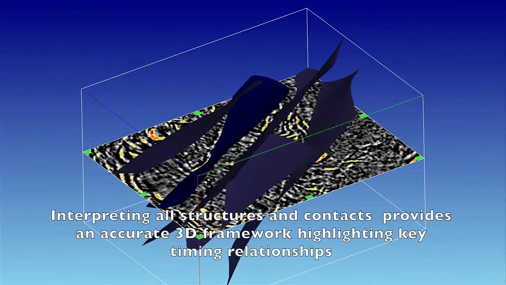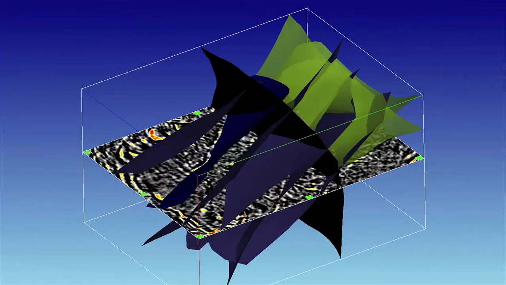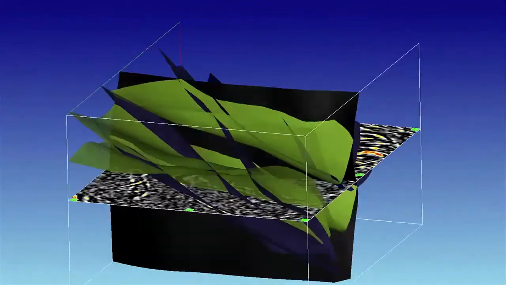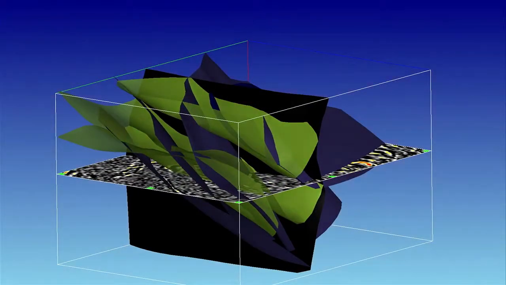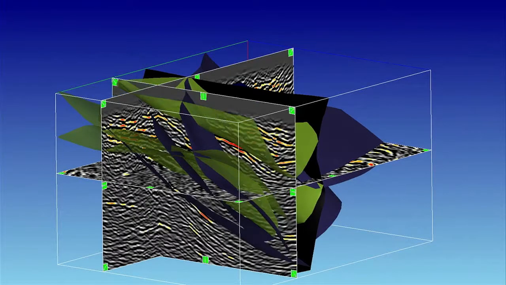So if you interpret all the surfaces in the 3D seismic data, the structures and the lithological units, other boundaries there, you can build up a 3D framework very quickly, and you can see the timing relationships between the different structures, which can obviously be important for mineralisation.